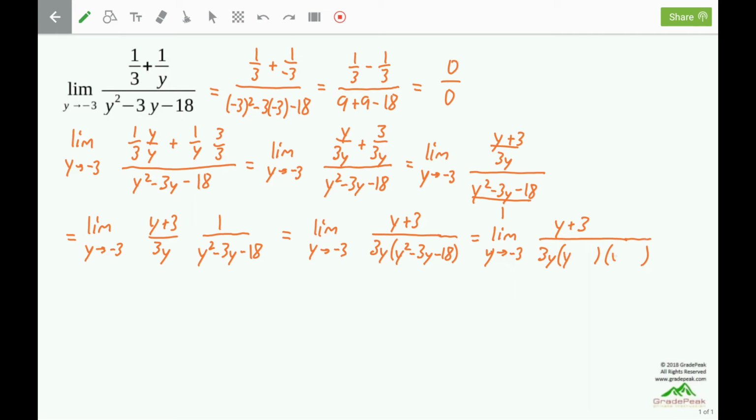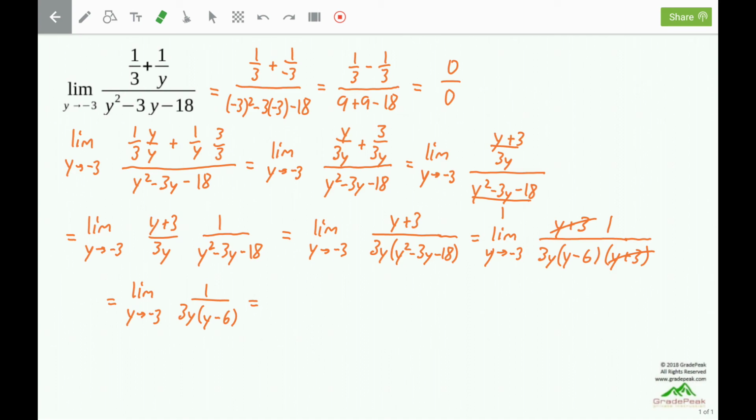We have two numbers that are multiplying to give us a negative 18 and add to give us a negative 3. That'll be a negative 6 and a plus 3. At this point, we can see the factors that are making 0 over 0. It's a y plus 3 and a y plus 3. That'll leave us a 1 in the numerator. So we have the limit as y goes to negative 3 of 1 over 3y times y minus 6.